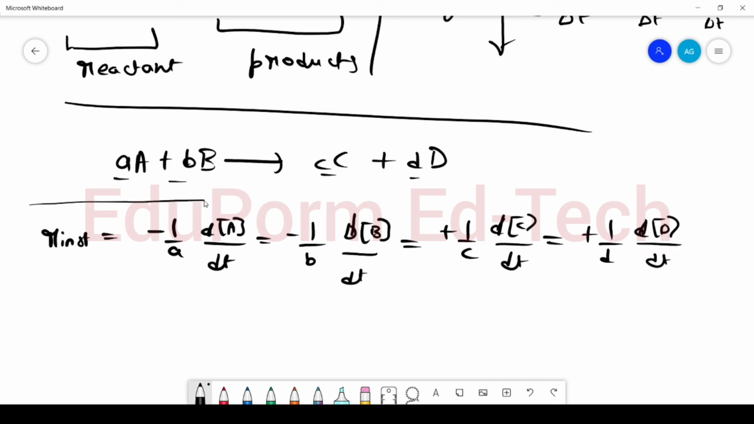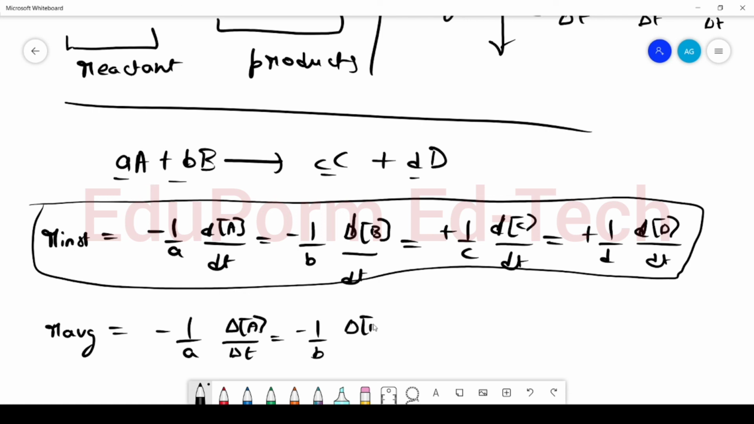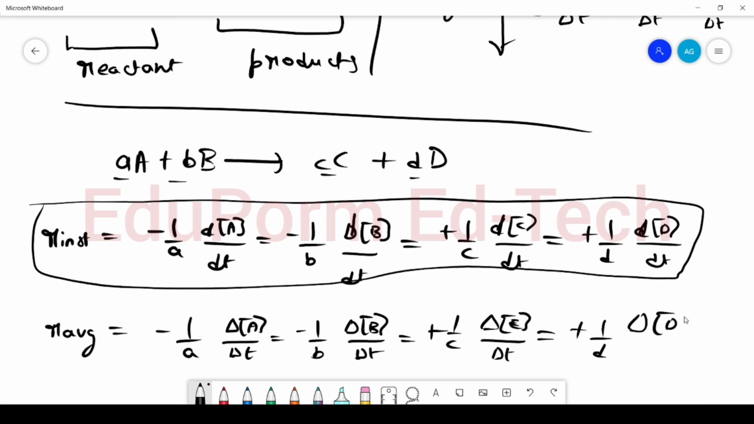So this is how I represent the instantaneous rate for the given reaction, and the average rate. In case of average rate, I just have to replace del by delta, that means 1 upon a delta A upon delta T equal to minus 1 upon b delta B upon delta T is equal to plus 1 upon c delta C by delta T is equal to plus 1 upon d delta D by delta T.